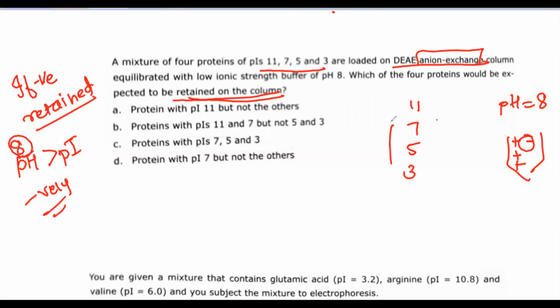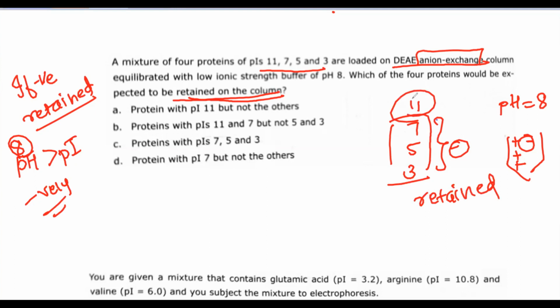So all of these 7, 5, 3, they are all less than 8. That means all of them are negatively charged. That is, all of these are going to be retained definitely. So who is going to just elute out? That is 11. So the option C is the correct one, right? Because it says 7, 5 and 3. All of these are going to be retained on the column, which is correct.